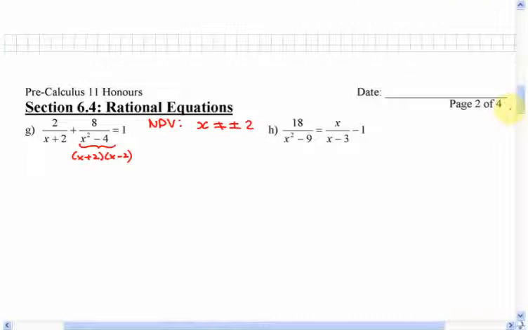So we'll continue now, and I'm going to ask yourself, what's the common denominator that we should be using in this question here?